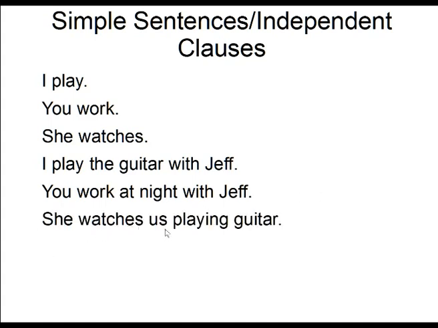She watches us playing guitar. At first, this might look like it's more than a simple sentence because it has this word, which looks like a verb, but this is actually still a simple sentence. This is an object for this verb, and this is part of a phrase. It's not a clause. It would have its own subject if it were.